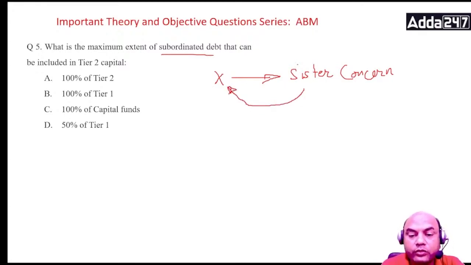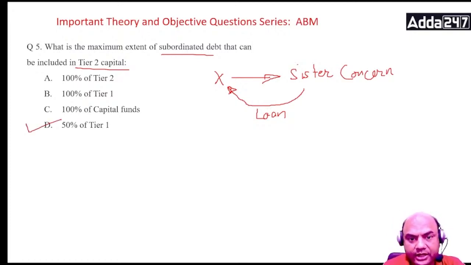If I take a loan from this company, then it will be called subordinate debt. So what is the percentage of subordinate debt I can take? 100% of tier 2, 100% of tier 1, 100% of capital funds and 50% of tier 1. See, here we are talking of tier 2 capital, subordinate debt that can be taken in tier 2 capital. So the maximum amount is 50% of tier 1.